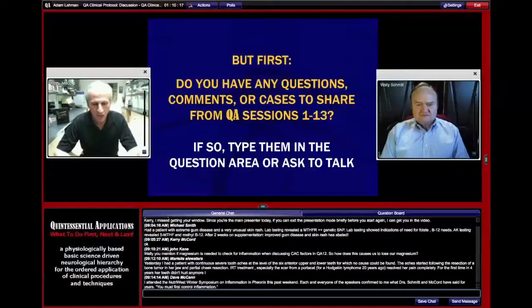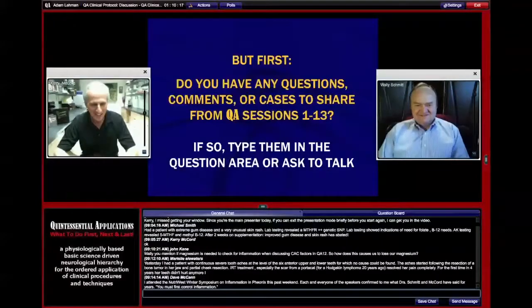Yesterday I had a patient with continuous severe toothaches at the level of the 6 anterior upper and lower teeth for which no cause could be found. The aches started following the resection of a bone tumor in her jaw and partial cheek resection. IRT treatment, especially the scar from a port-a-cath for a Hodgkin lymphoma 20 years ago, resolved her pain completely. For the first time in 4 years, her teeth didn't hurt anymore.